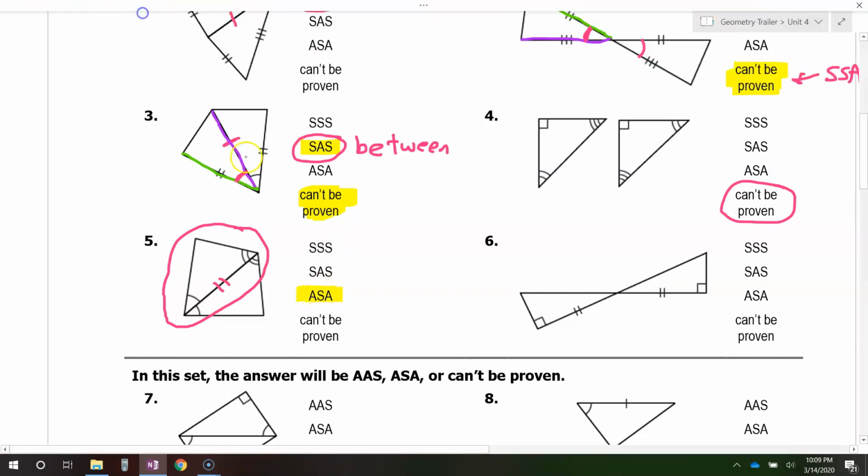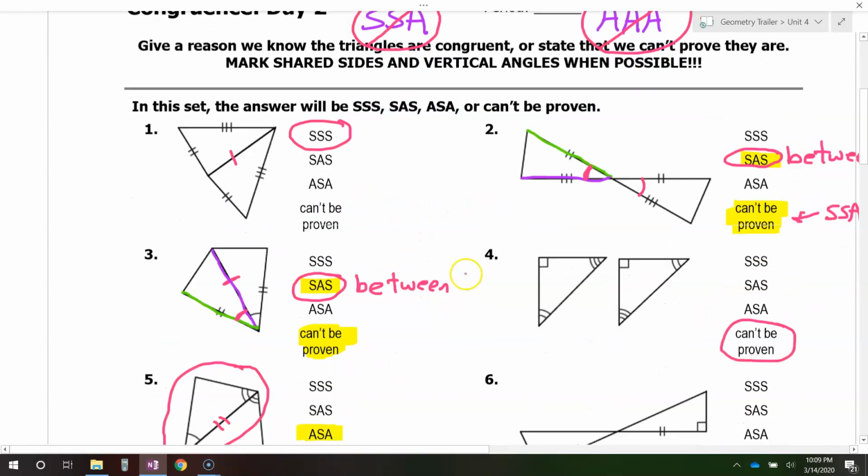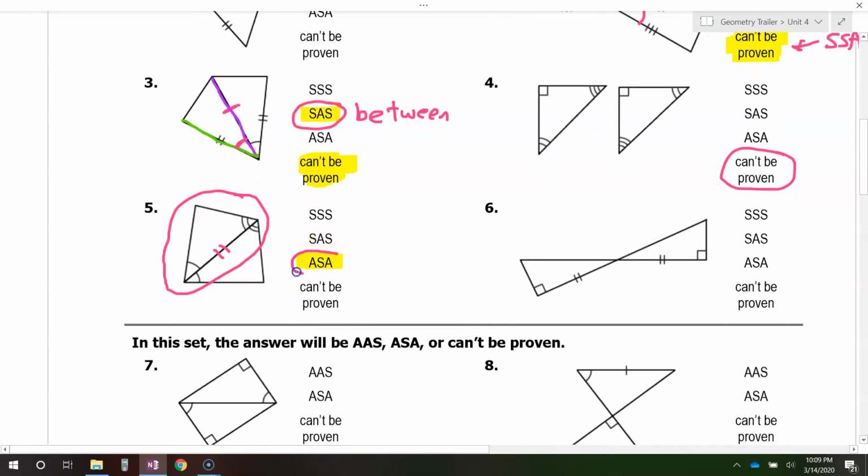Now, there is another possibility, I mean, they promised us it would be one of these 3 or it can't be proven. So I already know this is the answer, but notice that the side is between the two angles. And look at the triangle. Perhaps you can see that this side is between the two angles. So it does make sense.